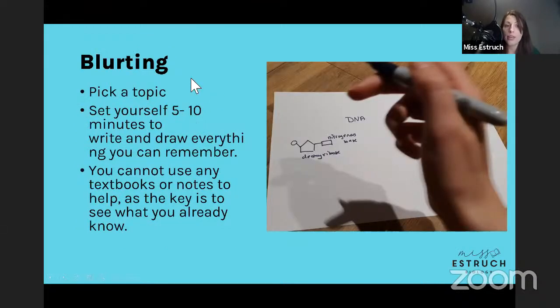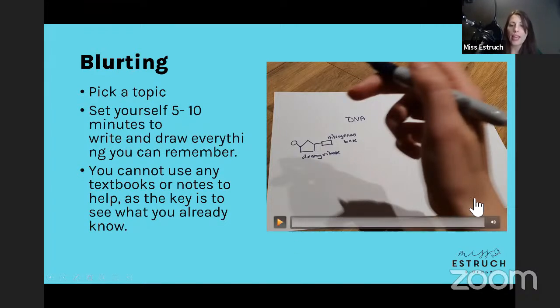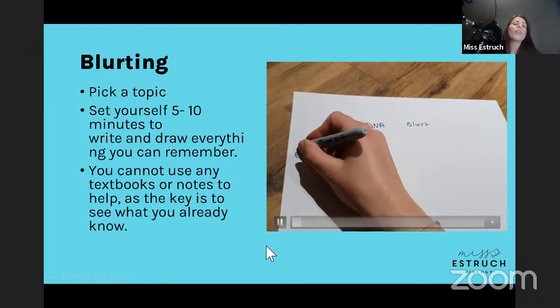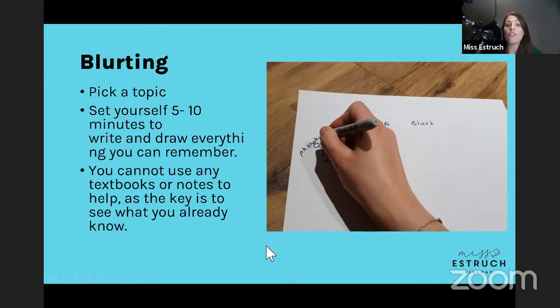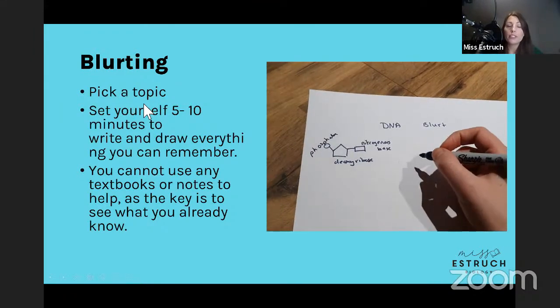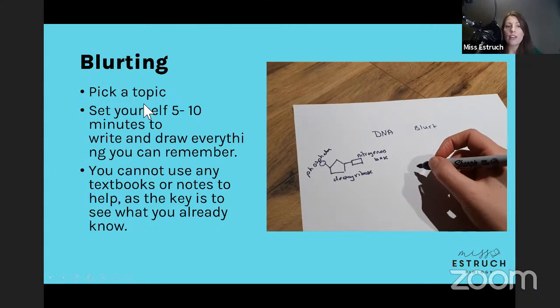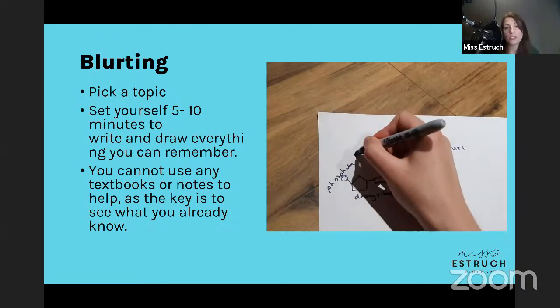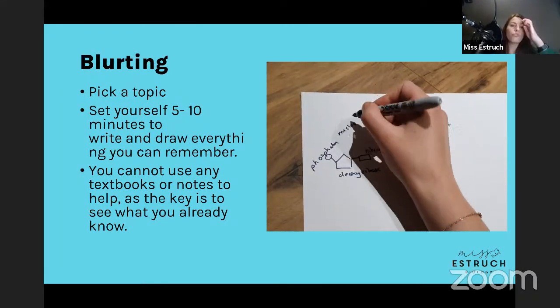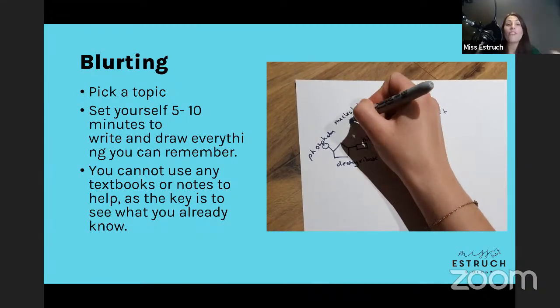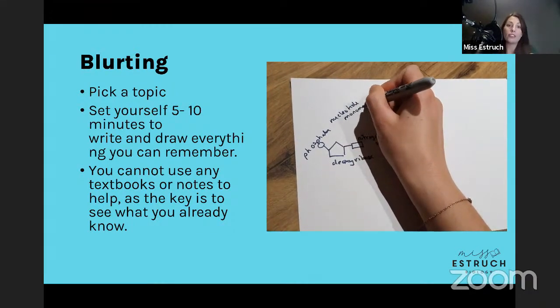So what you would do is pick a topic. For example, the one that I go through here, I'm just going to mute it again, is DNA structure from year 12. So you'd set yourself that topic and then give yourself about 5 minutes, or if it's a bigger topic, 10 minutes, to write down and draw down everything you remember about that topic.